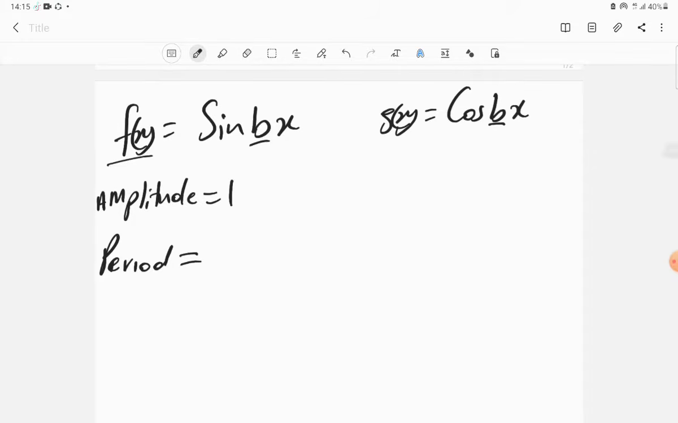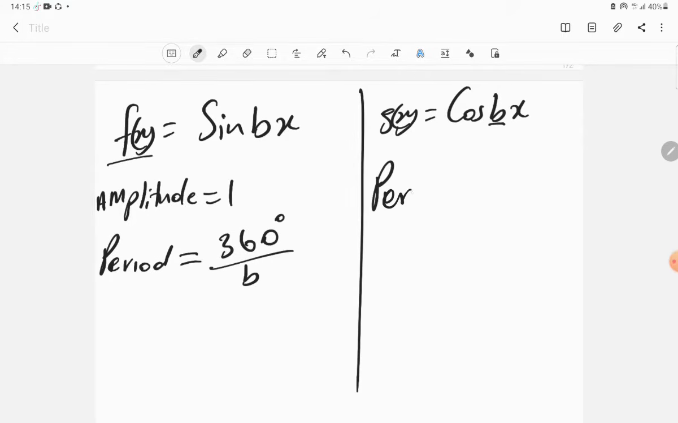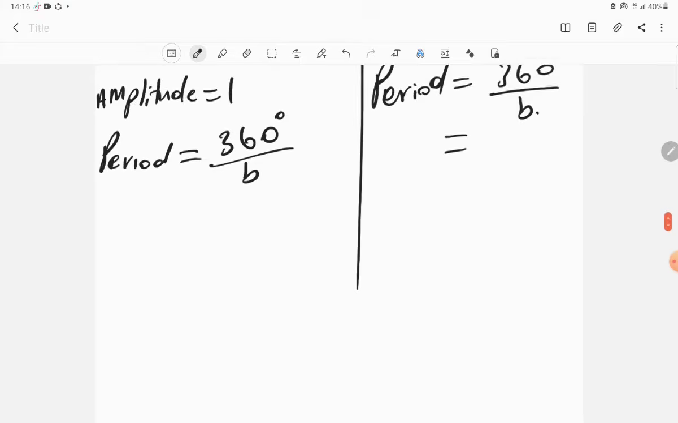For sin bx or cos bx, to calculate the period, you always say 360 degrees divided by whatever value of b, whatever coefficient of the angle is there. It is going to give you the period of that specific graph. So even here, the period is always going to be found the same way. You divide by it so that you simplify to get the exact period of the graph.